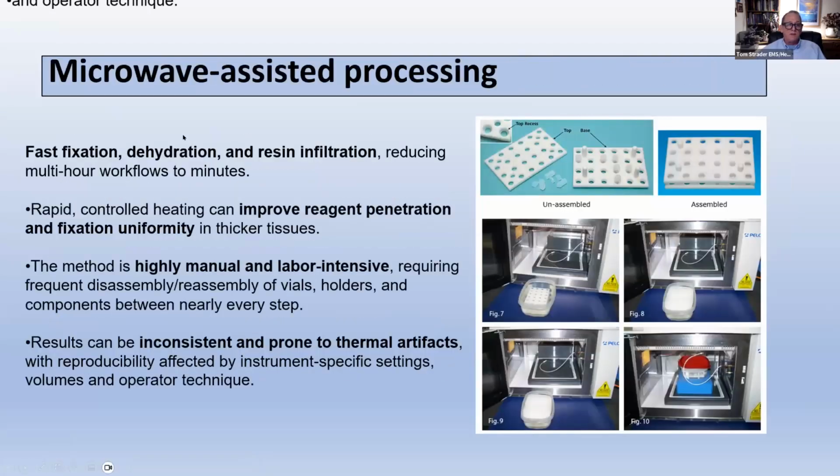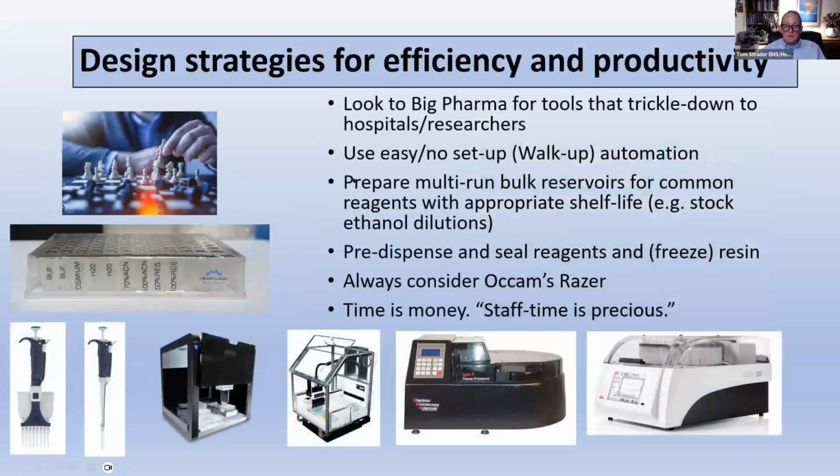Microwave assisted processing, very fast, improves in larger tissues. It can improve reagent penetration. However, it's highly manual and labor intensive, as people who use it know, and sometimes it can be inconsistent and have some thermal artifacts that occur. Based highly on the skill of the user. It takes a skilled user to do microwave still.